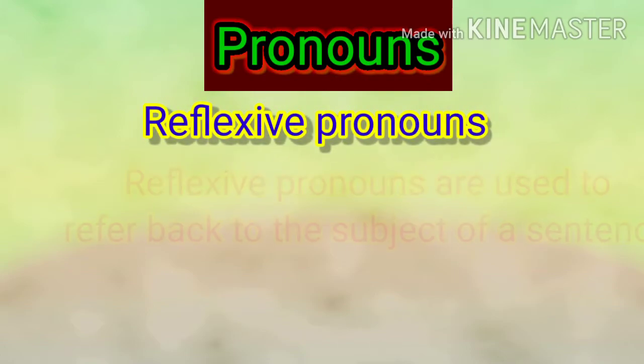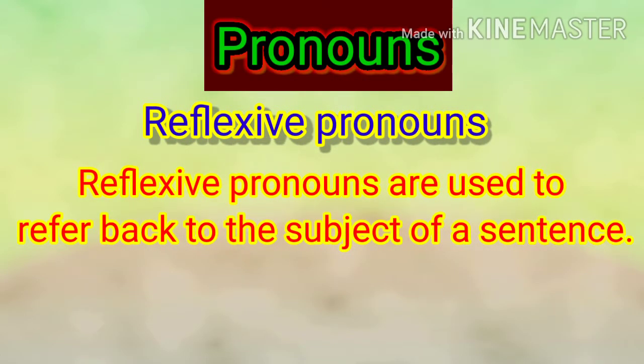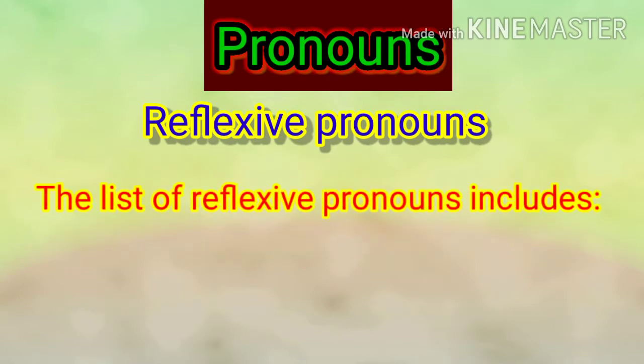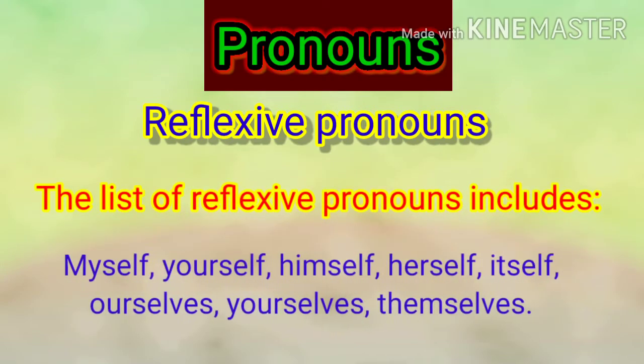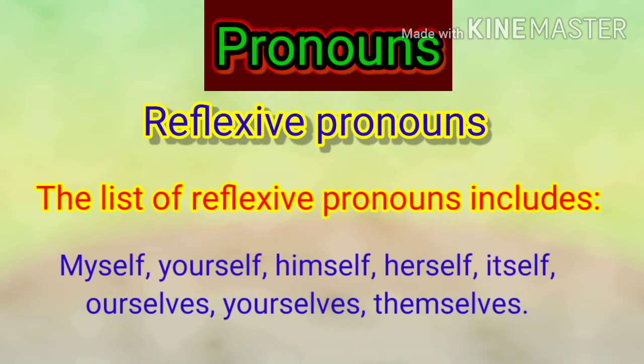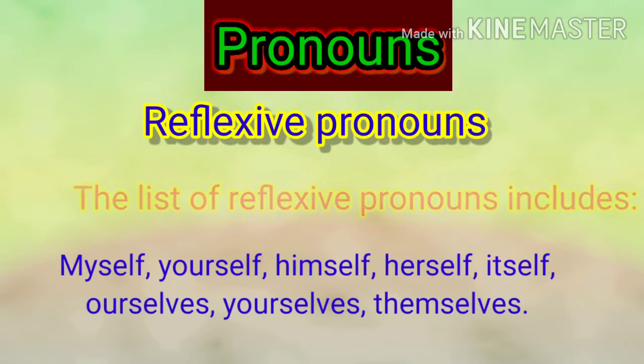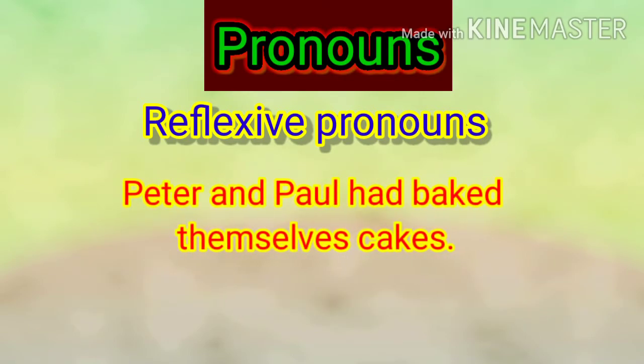Next type is reflexive pronouns. Reflexive pronouns are used to refer back to the subject of a sentence. The list of reflexive pronouns includes myself, yourself, himself, herself, itself, ourselves, yourselves and themselves. Peter and Paul had baked themselves cakes.